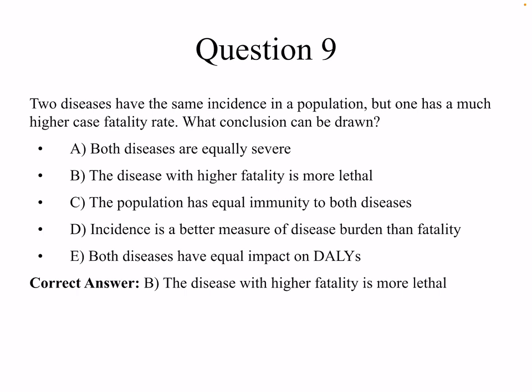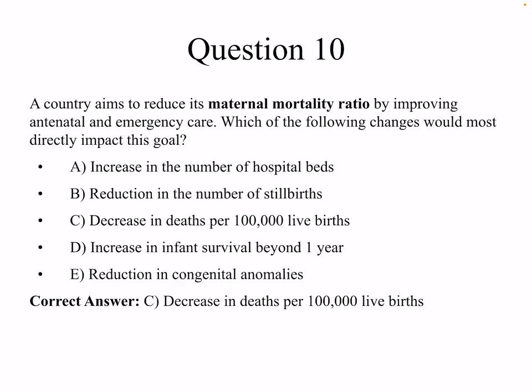Next question. Two diseases have the same incidence in a population, but one has a much higher case fatality rate. What conclusion can be drawn? A. Both diseases are equally severe. B. The disease with higher case fatality is more lethal. C. The population has equal immunity to both diseases. D. Incidence is a better measure of disease burden than case fatality. E. Both diseases have equal impact on DALYs. Correct answer is B. The disease with higher case fatality is more lethal.